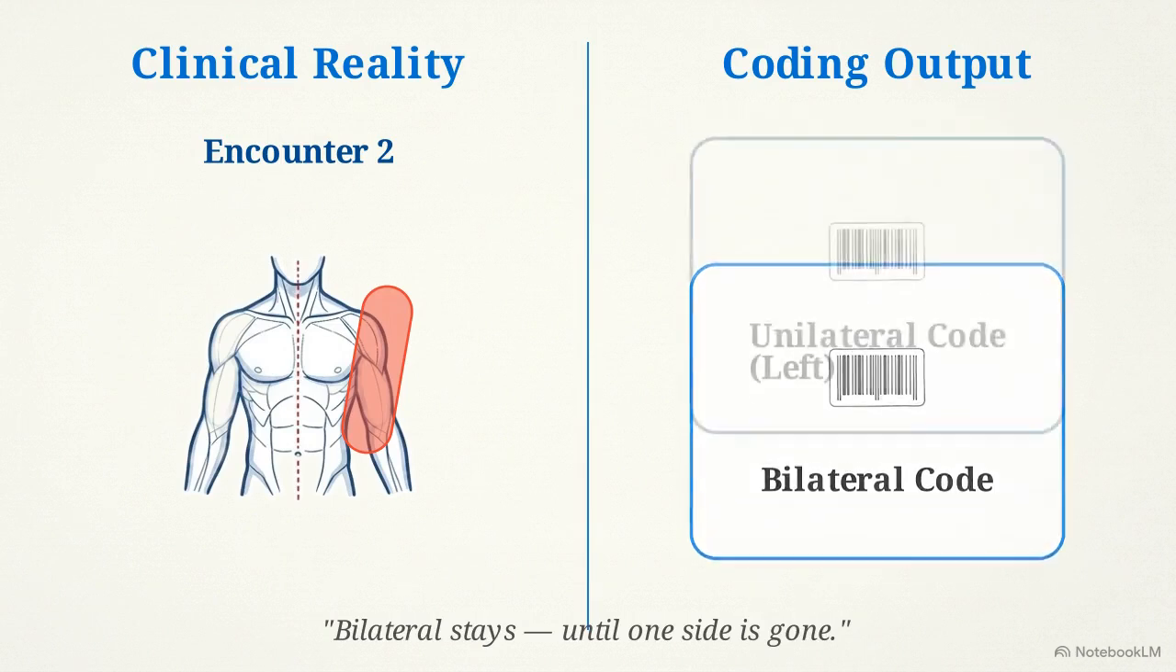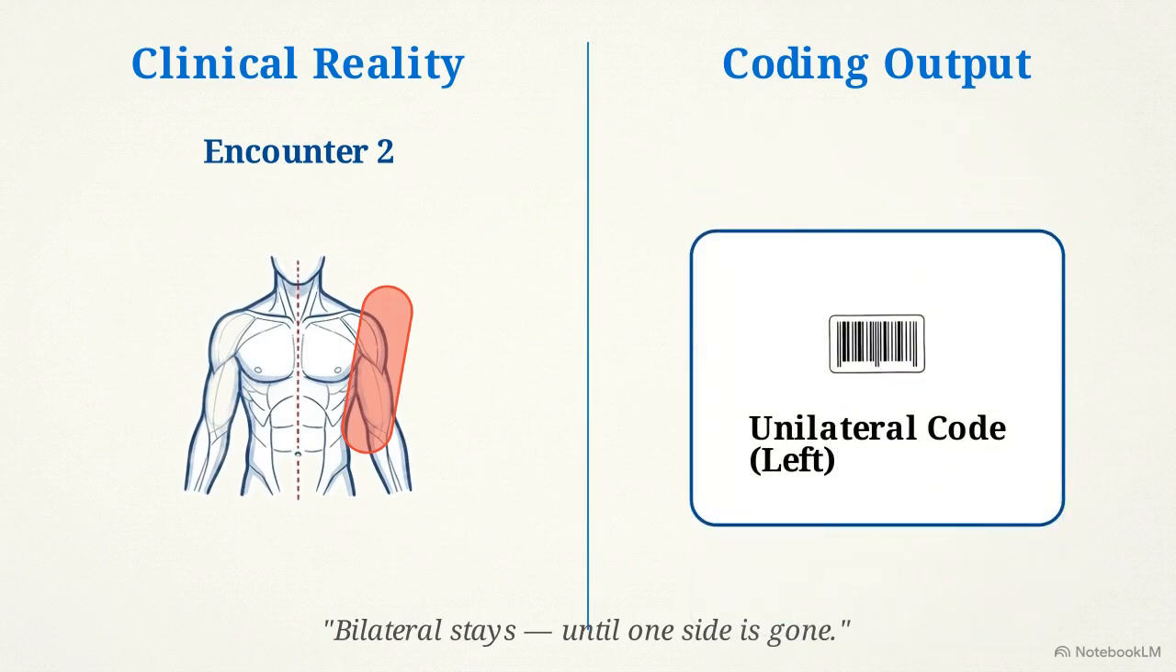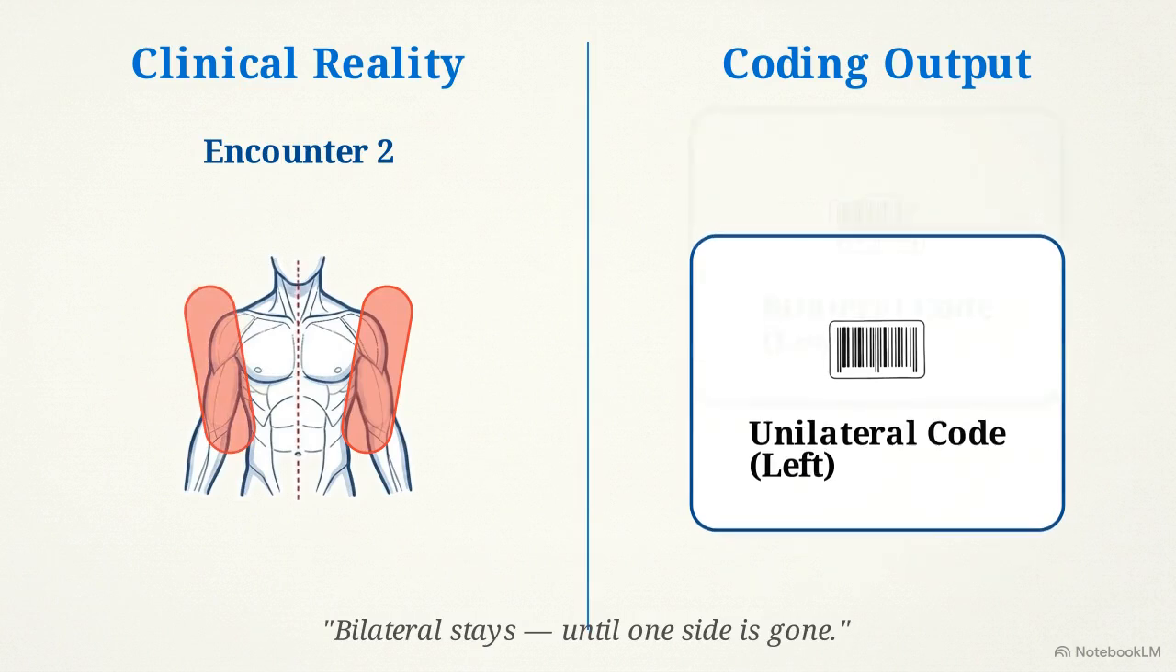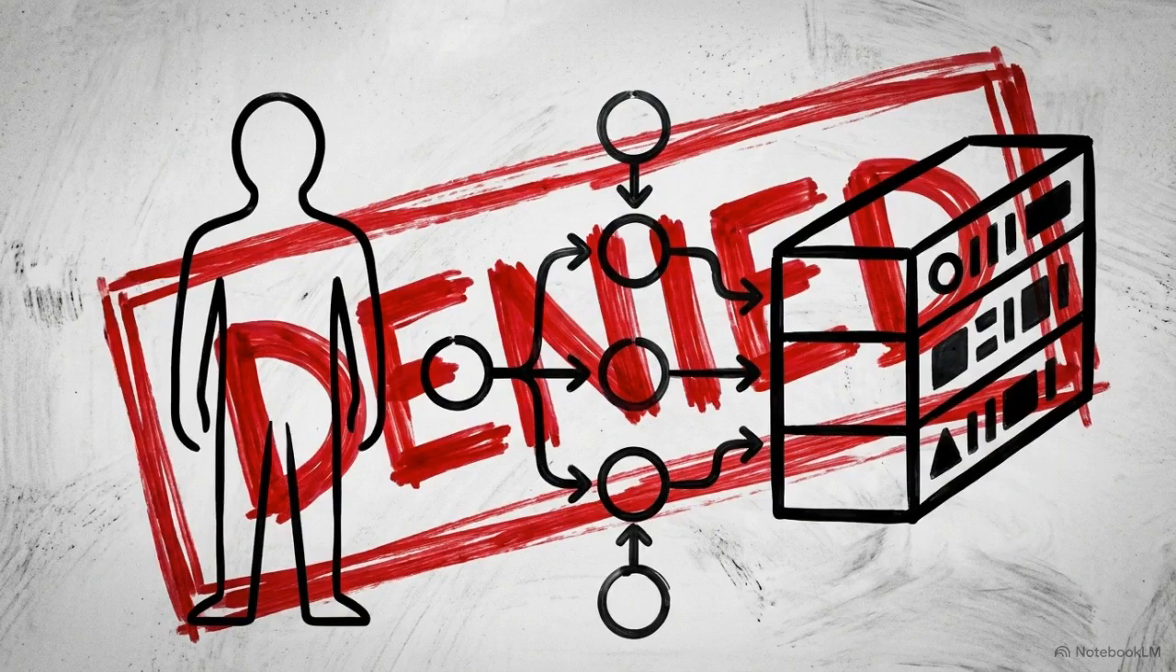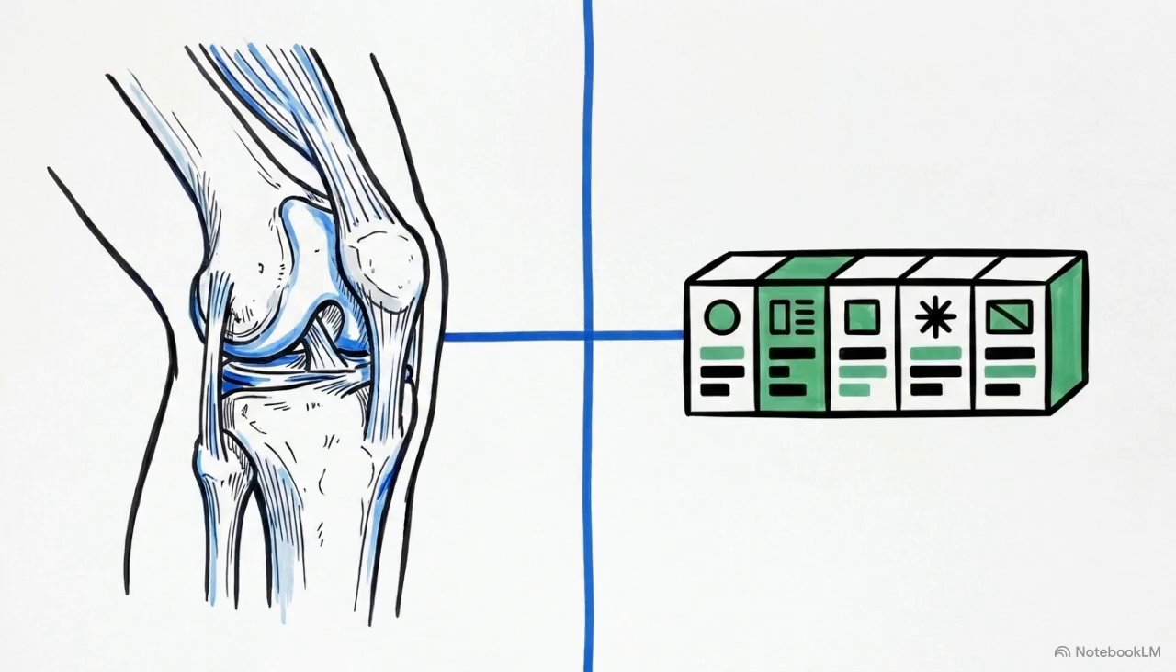However, if the condition persists on both sides because the initial treatment was unsuccessful, Point 6 clarifies that since the clinical status has not changed, the coding logic remains the same. You continue to assign the bilateral code. Failure to adjust these codes as a condition resolves is a leading cause of denials for follow-up care. Multi-encounter coding requires constant reevaluation to ensure the code matches the current physical reality of the patient.